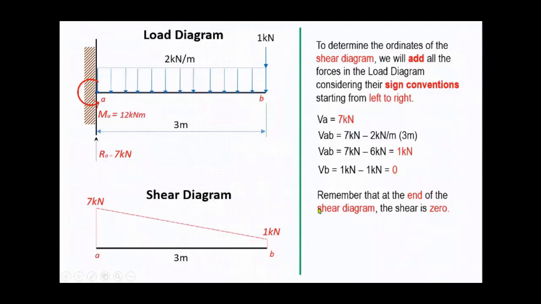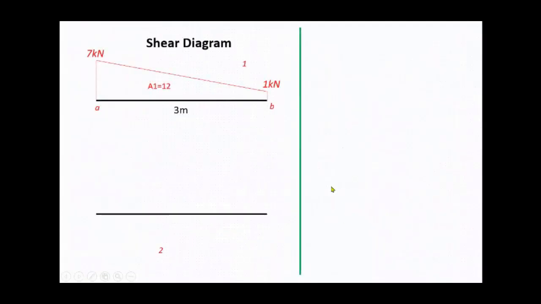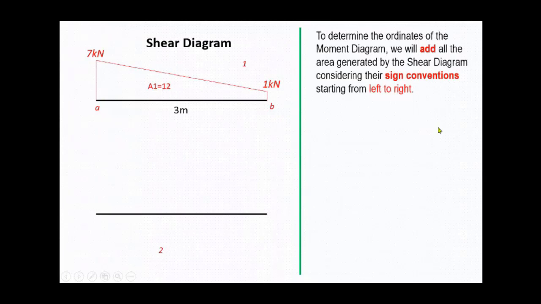Thanks! Finally, we will draw the moment diagram. So we will need the shear diagram that we already solved just recently. To determine the ordinates of the moment diagram, we will add all the area generated by the shear diagram, considering the sign conventions, starting from left to right.